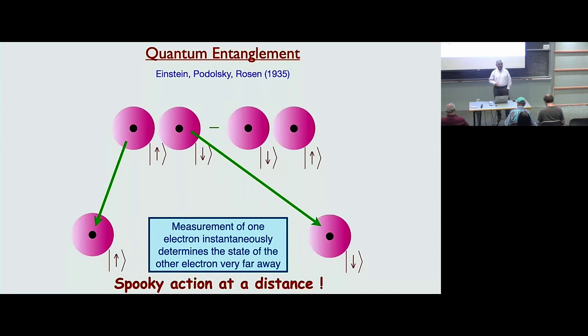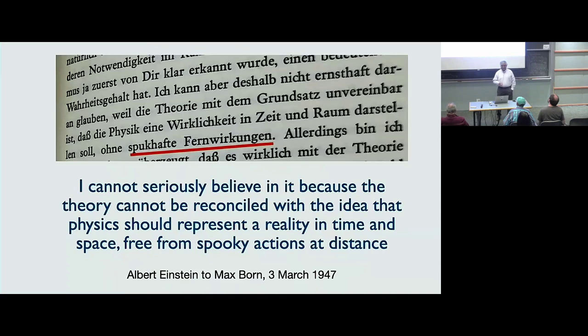And I always wondered, did Einstein really actually use these words? And the answer to that, surprisingly, is yes, as I learned from Ahmed Al-Meiri. This is a letter that Einstein wrote to Born in 1947, and that's spooky action at a distance in German. I won't try to pronounce it. But anyway, he said he cannot seriously believe in quantum mechanics, the theory, because the physics should represent a reality in time and space free from spooky actions at a distance.